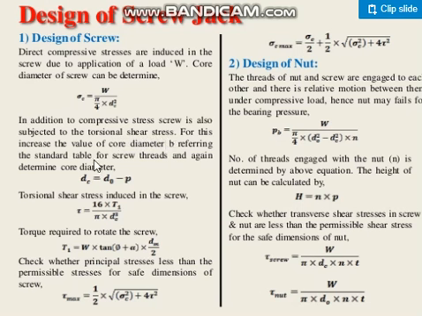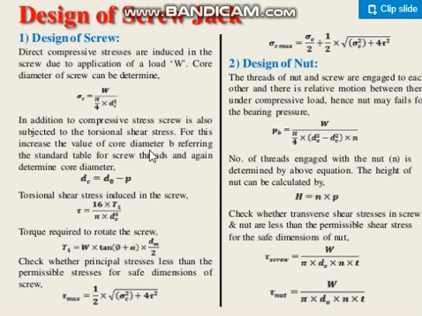Okay, for this, increase the value of the core diameter by referring to the standard table for screw threads, and again determine the core diameter. Now, through this formula you will get the core diameter, but this core diameter that you are getting is only on the basis of compressive stress. But apart from the compressive stress, shear stress, torsional shear stress, is also there. Therefore, this is the design procedure.